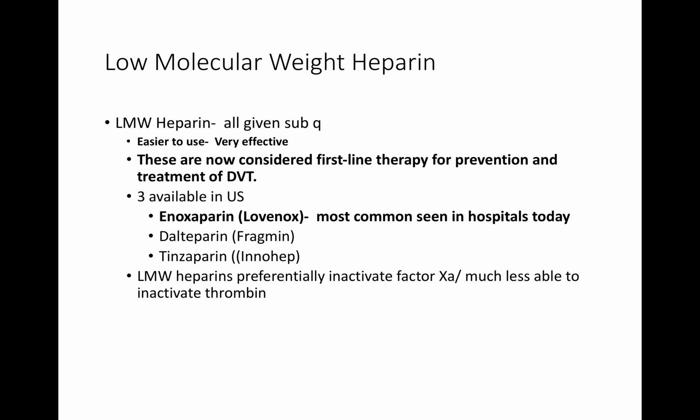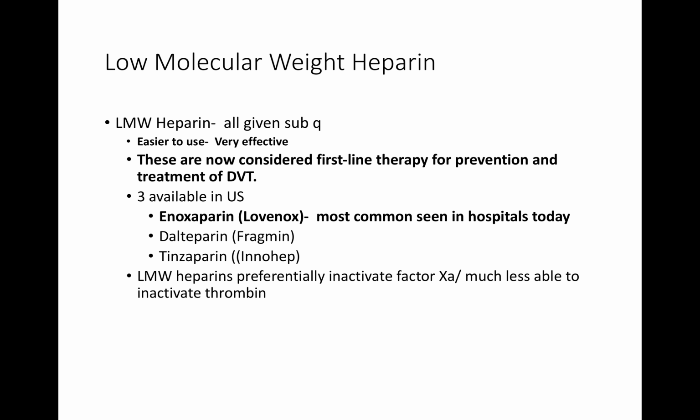Low molecular weight heparin is all given sub-Q. It's easier to use and very, very effective. These are now considered first-line therapy for prevention and treatment of DVT. Three are available in the United States: Lovenox, Fragmin, and Innohep. Most common seen in hospitals today.